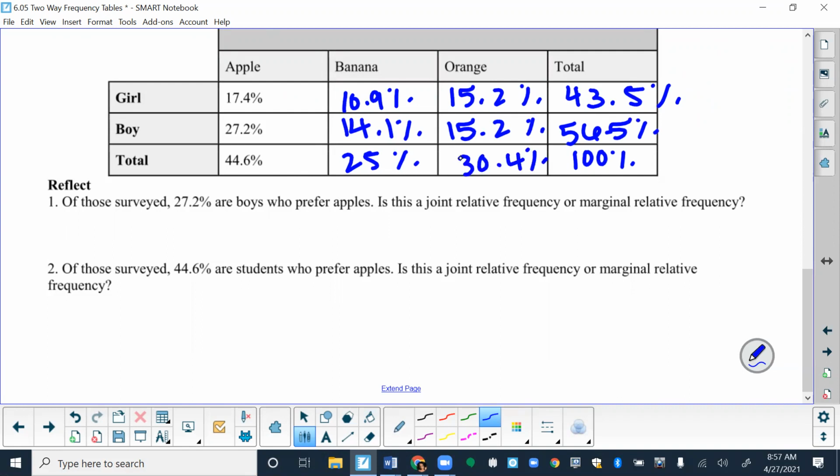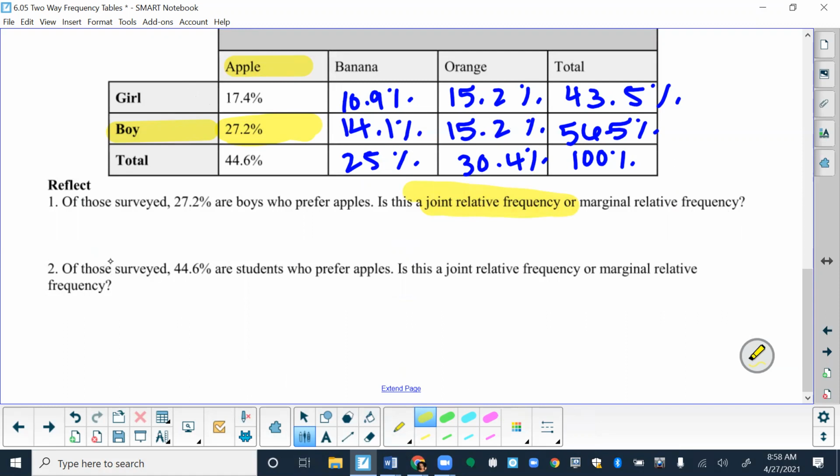All right, so of those surveys, 27.2% are boys who prefer apples. So would that be joint relative frequency or marginal relative frequency? Joint, good. And we know that because if you look at that box, it's towards the center where there's two categories going on at the same time. So joint, like a joint bank account, two people at the same time.